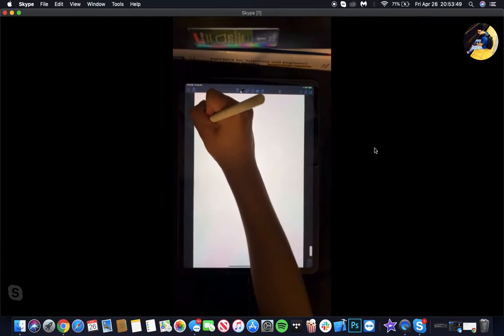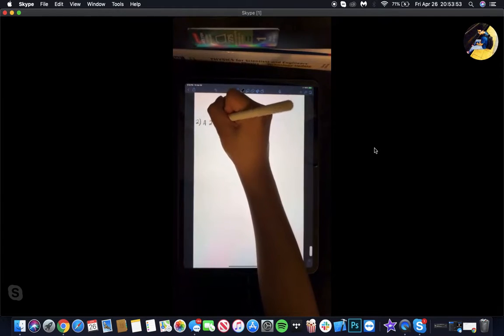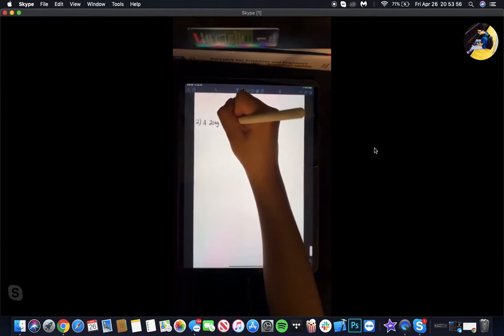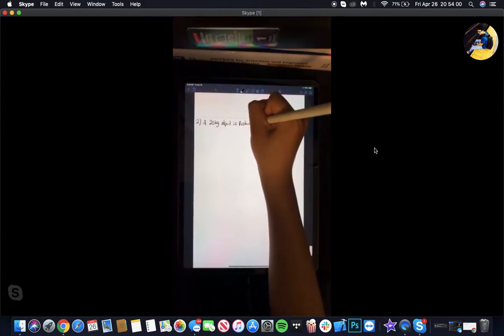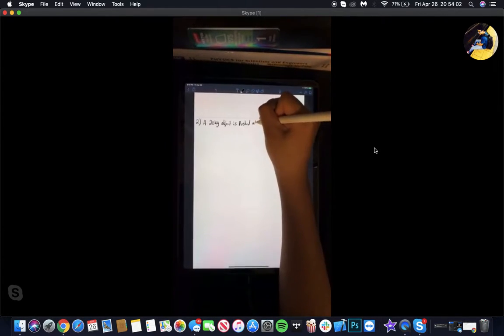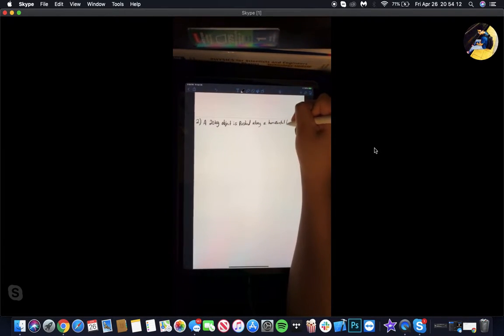So number 2. Brace yourselves. This one has a 20 kilogram object that is pushed. This is applied. It's pushed along a horizontal. Now guess what? You have a mu, meaning you have friction.